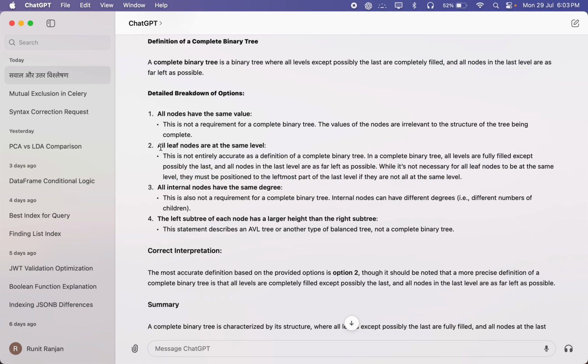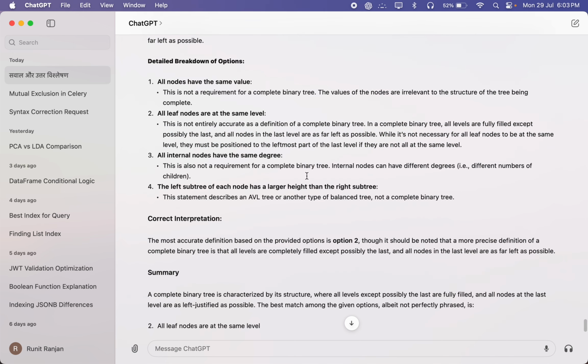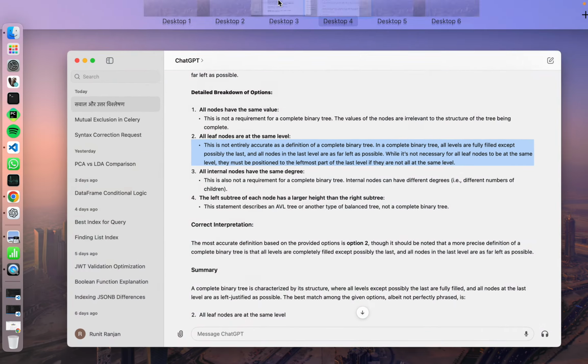So all leaf nodes are at the same level. This is also not entirely accurate because if you think about it, it is saying that they must be positioned to the leftmost part of the last level. So basically, you have to start filling the positions starting from your left, and you can have one less leaf node just at the right, and hence they are not all at the same level. But yeah, this option suits the best.